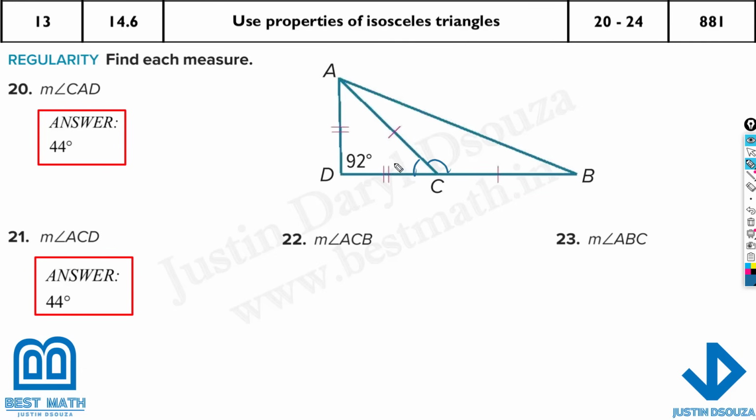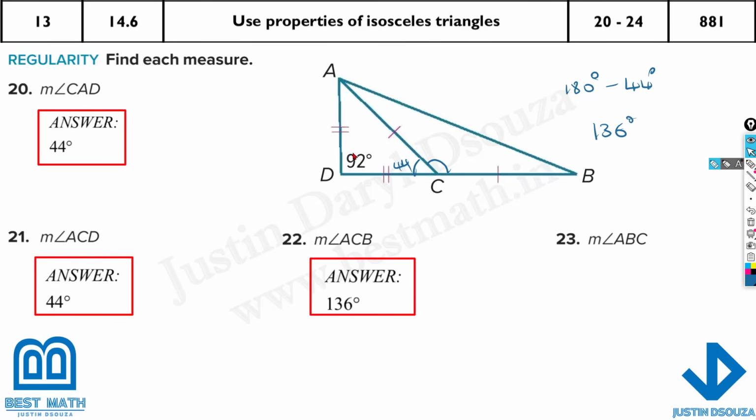Now I know this side it's 44 and this is a linear pair, so it's 180 degrees in total, right? 180 degrees minus 44 degrees would give you the answer. It'll be 136 degrees over here. So ACB will be 136. If this is 136, what is ABC? That is ABC, this angle here. What is this angle? See, now these both are equal.